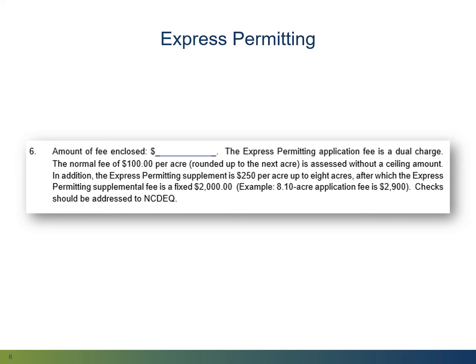So in the example you see here below in the written instructions, 8.10 acres is to be paid for as 2 checks, one for $900 and another for $2,000 for a total of $2,900. Both amounts are calculated by rounding the acreage up to the nearest whole acre before applying the rate. If you are submitting a revised plan which will increase acreage, call your DEQ Land Resources Regional Office to confirm the fee. Checks should be made out to the NC DEQ.